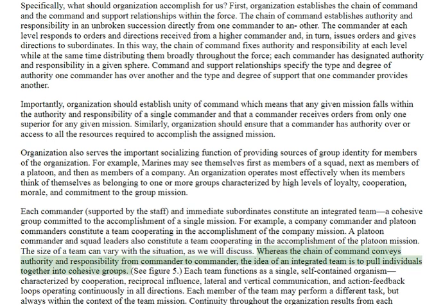Whereas the chain of command conveys authority and responsibility from commander to commander, the idea of an integrated team is to pull individuals together into cohesive groups. See Figure 5. Each team functions as a single, self-contained organism, characterized by cooperation, reciprocal influence, lateral and vertical communication, and action feedback loops operating continuously in all directions. Each member of the team may perform a different task, but always within the context of the team mission.